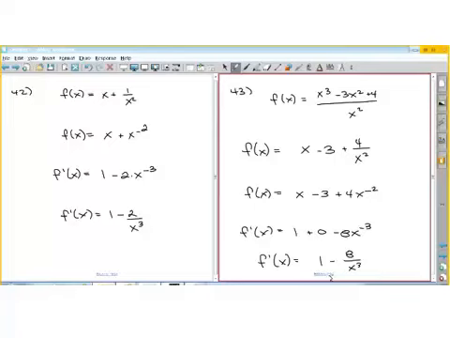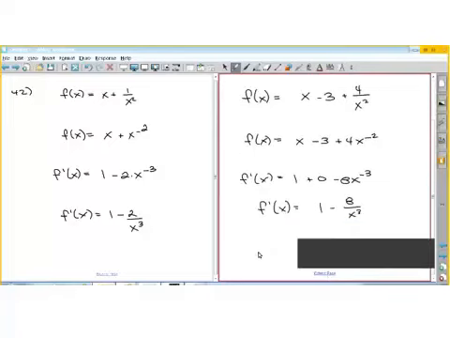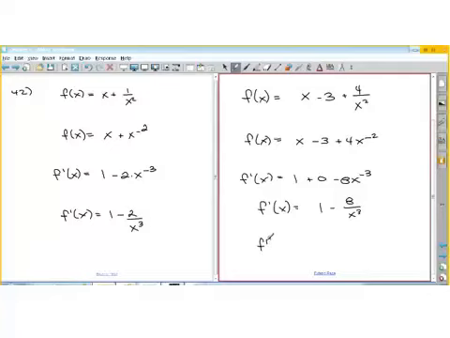Now, I'm just going to go one more step here. If you find a common denominator, so if you multiply this by x cubed over x cubed, you'll get x cubed. The second term is 8, and the whole thing is divided by x cubed.